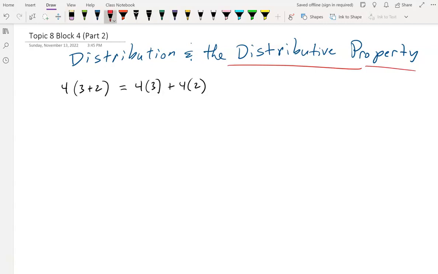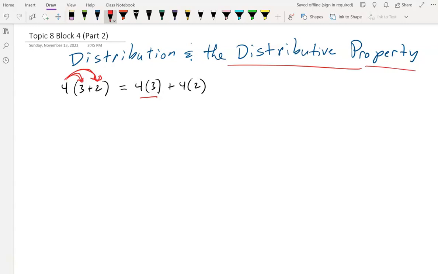Because what happens when we see a number sitting outside the parentheses and something happening inside is we are going to use distribution and multiplication, and we're going to multiply that number that's outside times everything that's on the inside of the parentheses. So that would be 4 times 3, and then we're going to multiply 4 times 2. See, 4 times 3 plus 4 times 2.